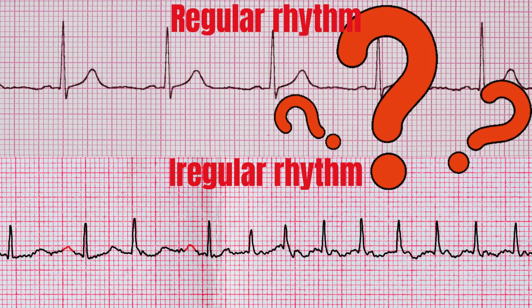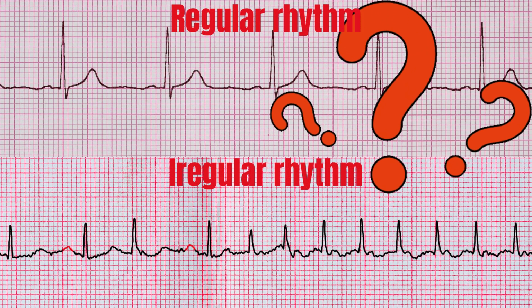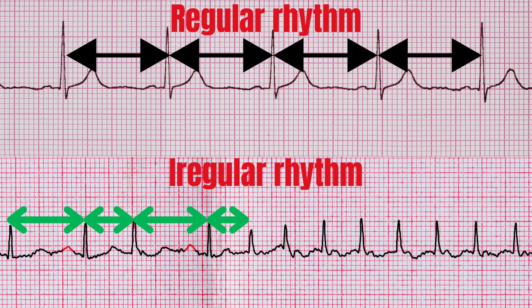Is the rhythm regular or irregular? Measure the distance between R waves. If it's consistent, the rhythm is regular. If not, it's irregular, possibly atrial fibrillation or another arrhythmia.